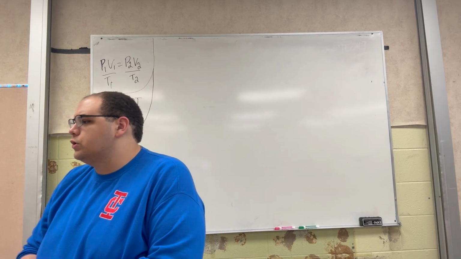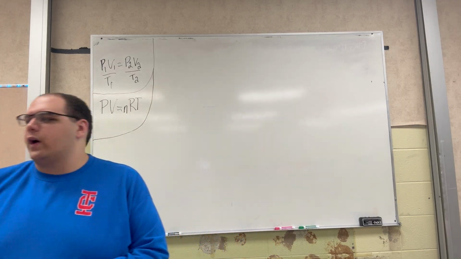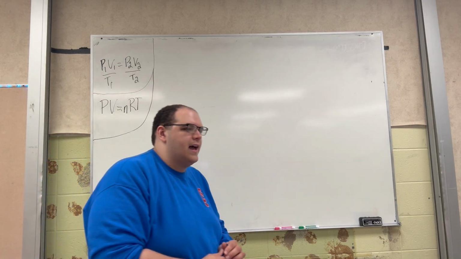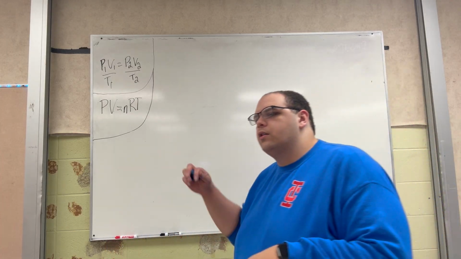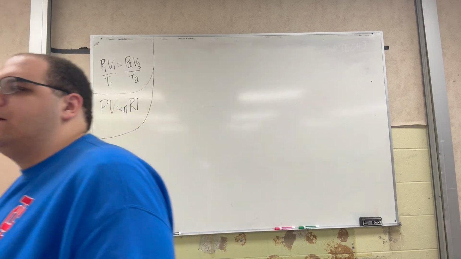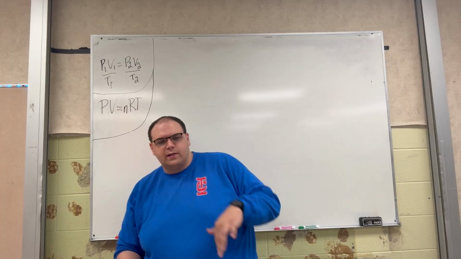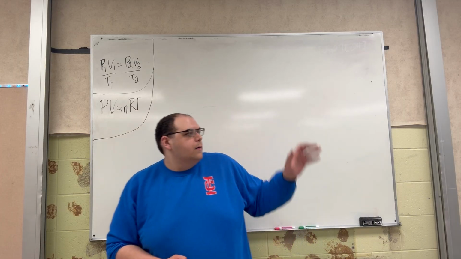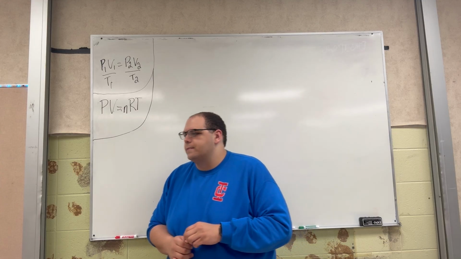Have you guys heard the term direct and inverse relationships? If something is directly related, what that means is as one thing goes up, the other thing will go up. If one thing goes down, the other thing will go down. If it's inverse, well, that's opposite. If one thing goes up, the other thing will go down. If one thing goes down, the other will go up. Boyle wanted to look at what would happen with pressure and volume as we changed it.